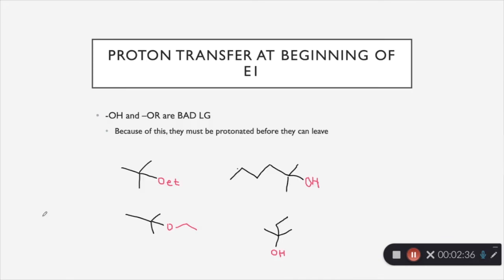So now we're going to talk about cases where you would need that proton transfer at the beginning of an E1 reaction. So examples of this would be if you have a bad leaving group, and examples would be a hydroxyl group or an alkoxy group. And an alkoxy group is an oxygen connected to an alkyl group. So for example, OEt is an alkoxy group. It is an oxygen connected to an ethyl. And these two right here are the exact same. It's just right here, it's written as OEt, and then for this one, we actually drew out the two carbons. And then these two are just different examples with hydroxyls as the example.